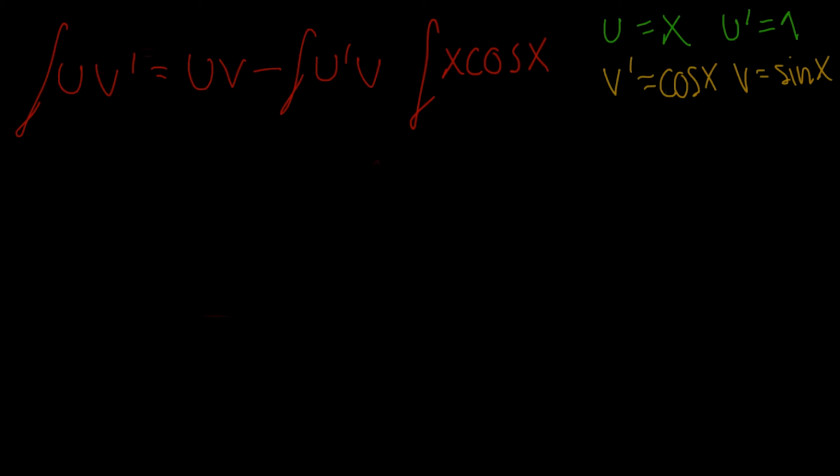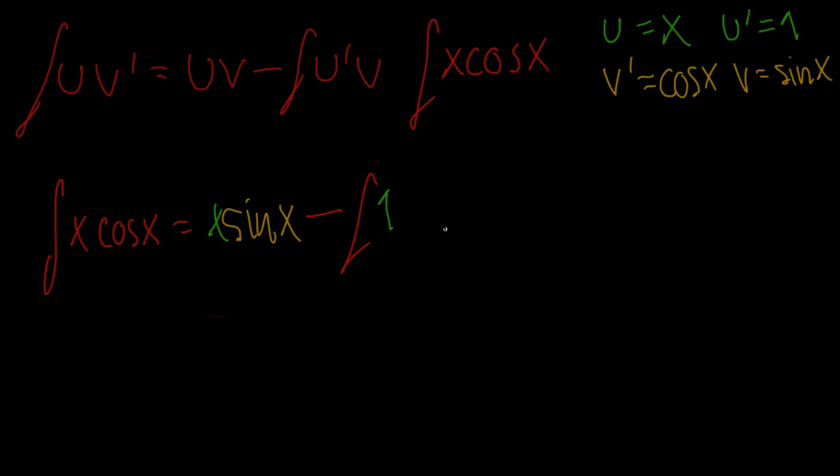So let's rewrite our equation in terms of our u's and our v's, right? So we have our u, which is just going to be x, times our v prime, which is going to be cosine x, is equal to our u, which is x, times our v, which we said was sine of x, minus the integral of u prime, which we said was 1, times v, which we said was sine x. This is a very simple equation to solve, right? We're almost done with our integral.